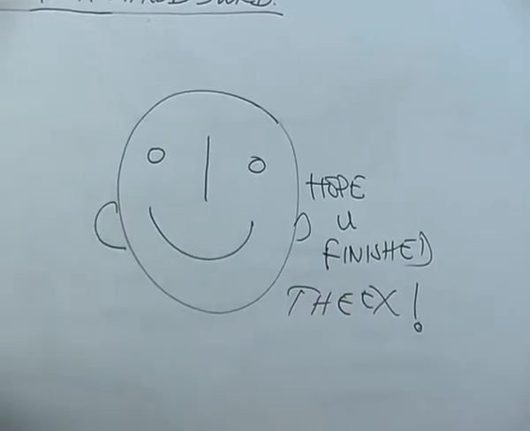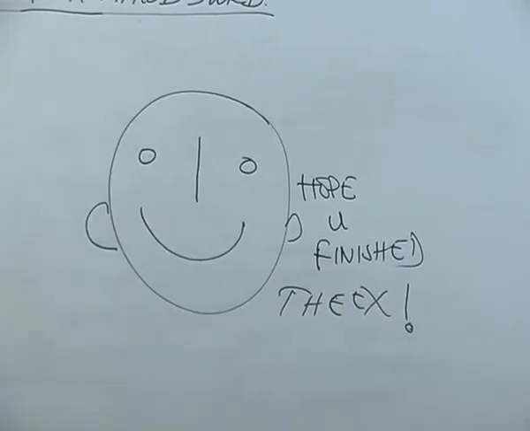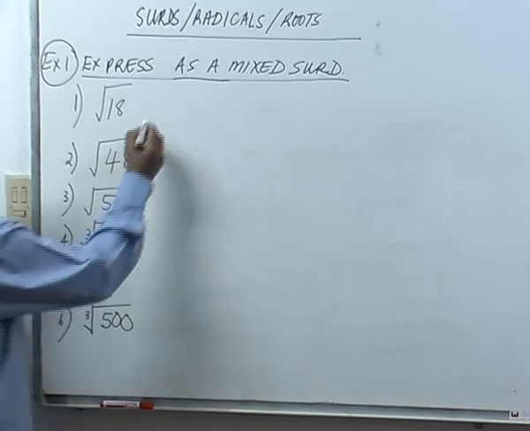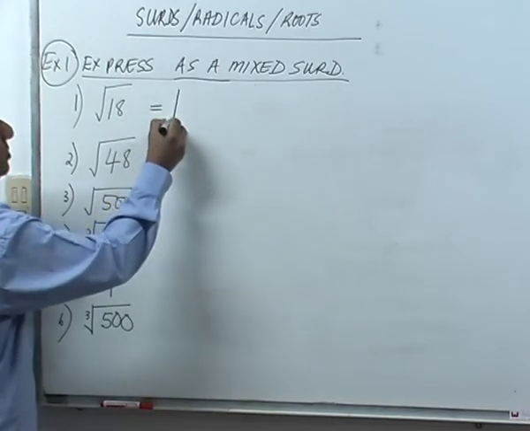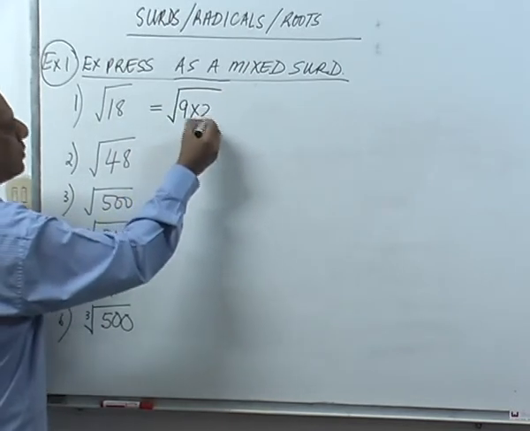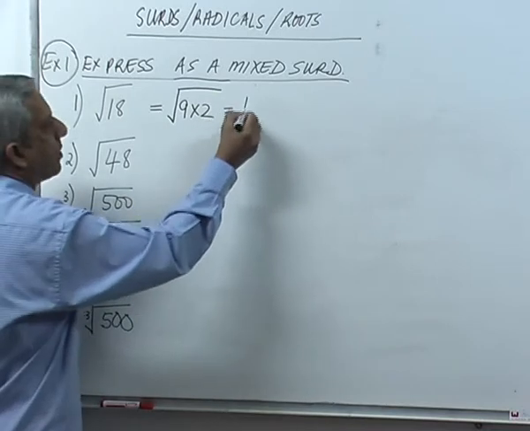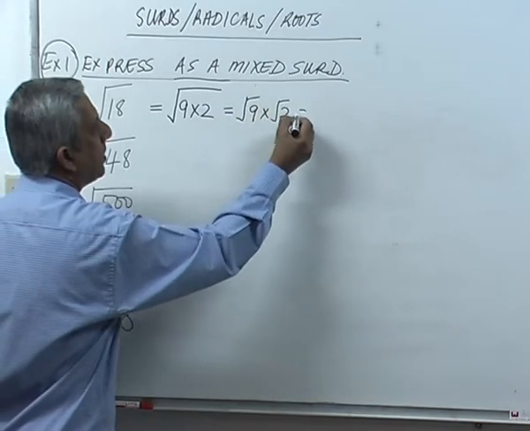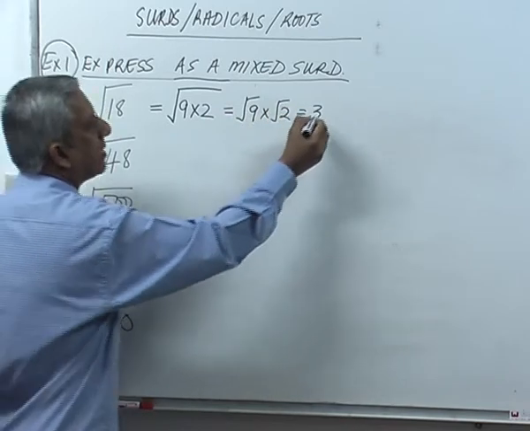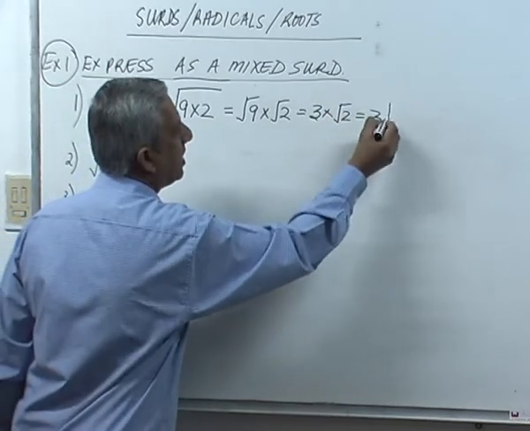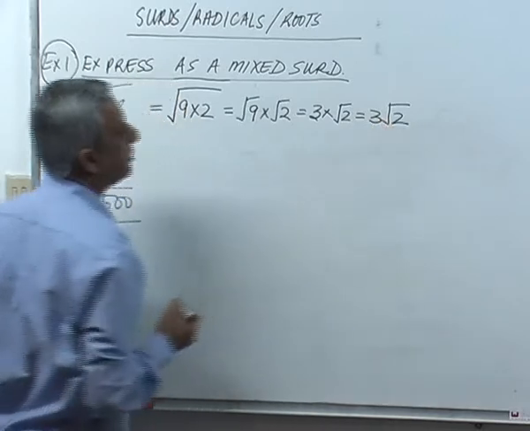Alright, I hope you finished the exercise. Here are the answers, and this is what you're supposed to have done. You're supposed to have broken that up into square root of 9 times 2. And that gives you square root of 9 times square root of 2, which is 3 times root of 2, which is finally 3 root 2.